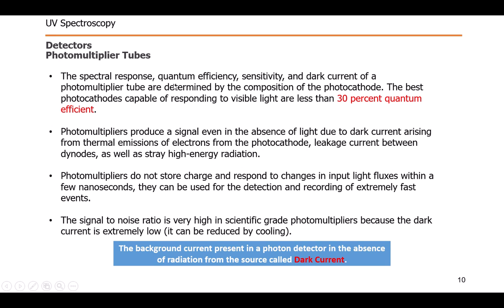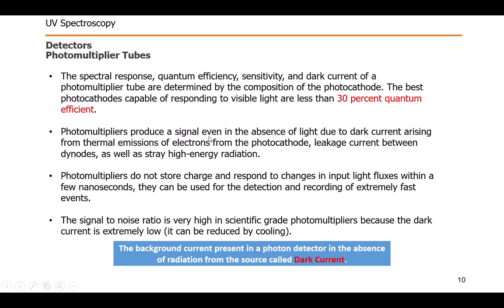The spectral response, quantum efficiency, sensitivity and dark current of a photomultiplier tube are determined by the composition of the photocathode. The photocathode determines all these values. The best photocathodes capable of responding to visible light are less than 30% quantum efficient, meaning they use only 30% of the radiation to convert into electrons or electric current, while the other 70% of the radiation remains ineffective.